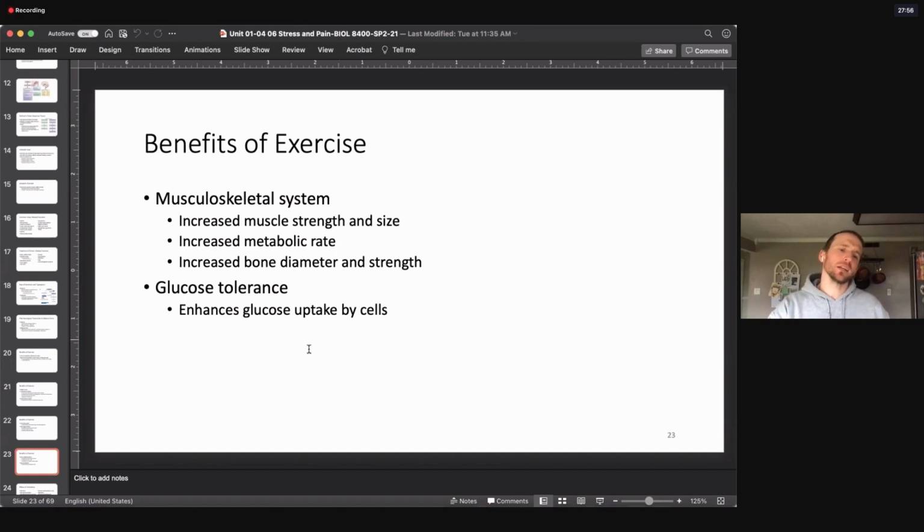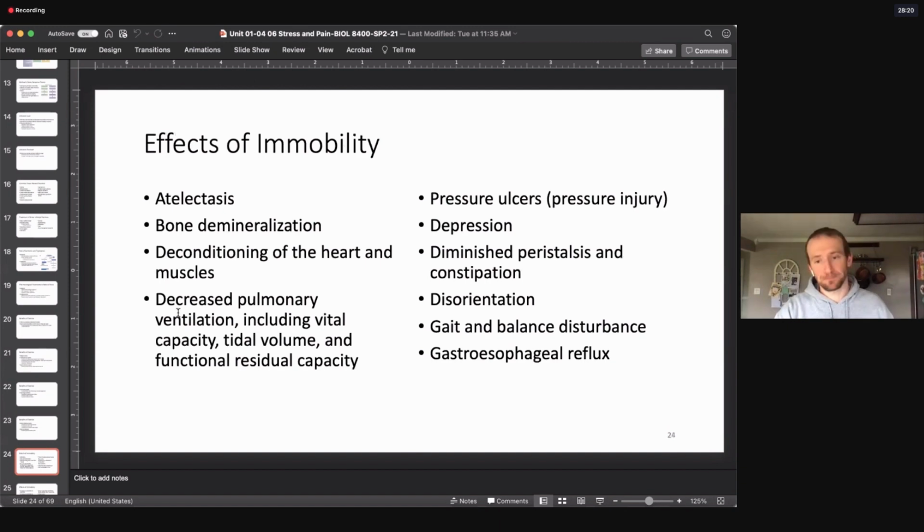And from a metabolic standpoint, exercise is useful because the muscles say, hey, well, we're exercising. We need that glucose that is in the blood. And so glucose uptake by cells gets better because the muscle cells say, well, we need that glucose. And so you can see in some cases, diabetes can be managed, or at least it can be part of the management if you have some exercise.